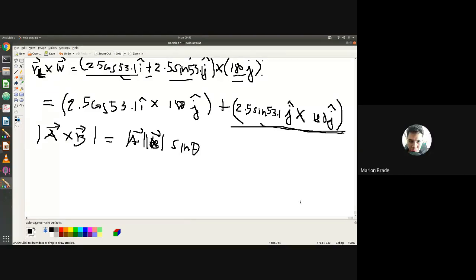Zero, sir. Kay ang angle between sa ila duha kay zero man, kay pareho sila downward. Pareho sila downward. Ang theta nila is equal to 0. Pareho sila j hat. So sine 0 is 0. So 0 siya. What about this one?